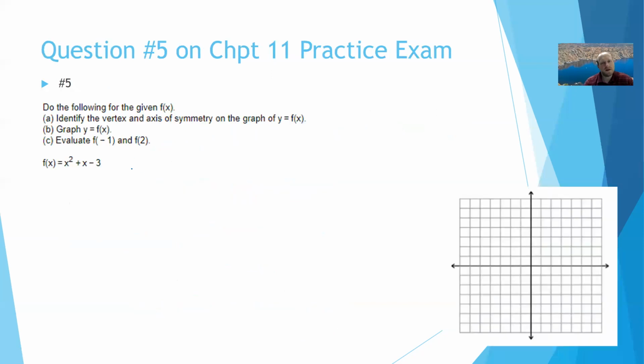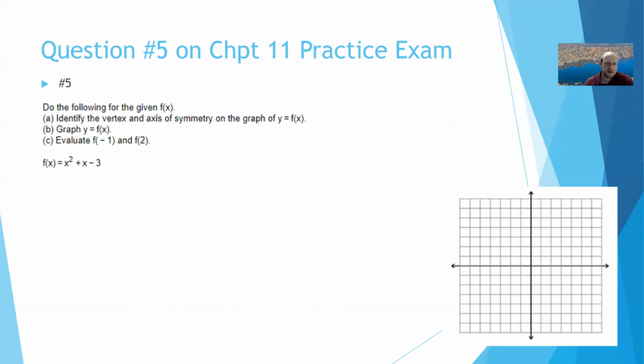All right, now on to question 5 on the practice exam. So do the following for the given f of x, the given quadratic function. Identify the vertex and the axis of symmetry on the graph. Graph y equals f of x. Evaluate f of -1 and f of -2.